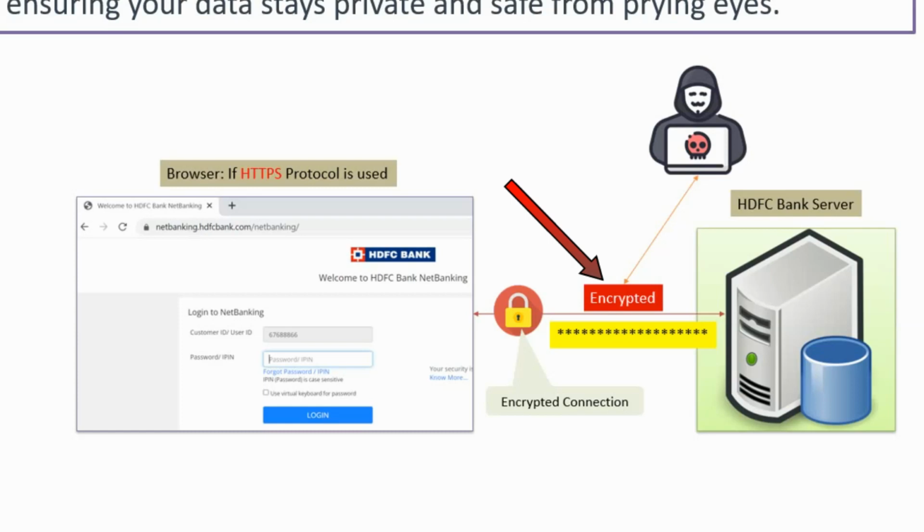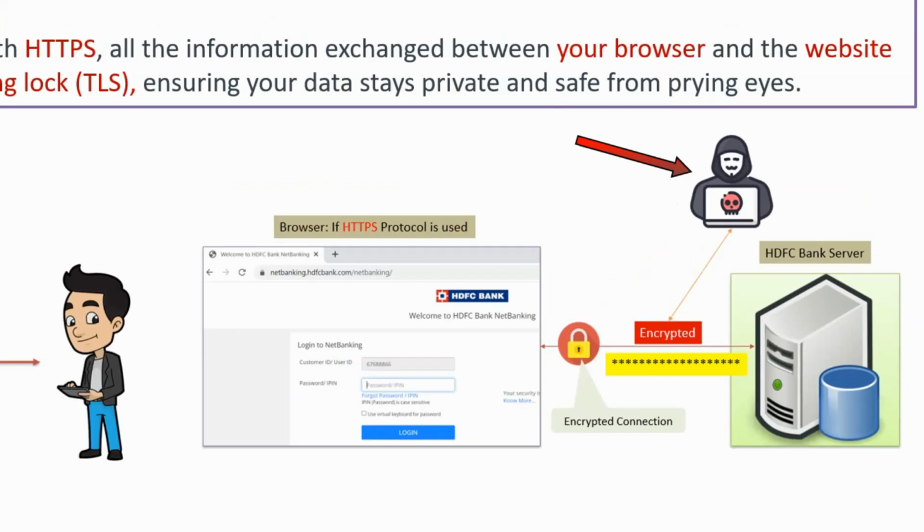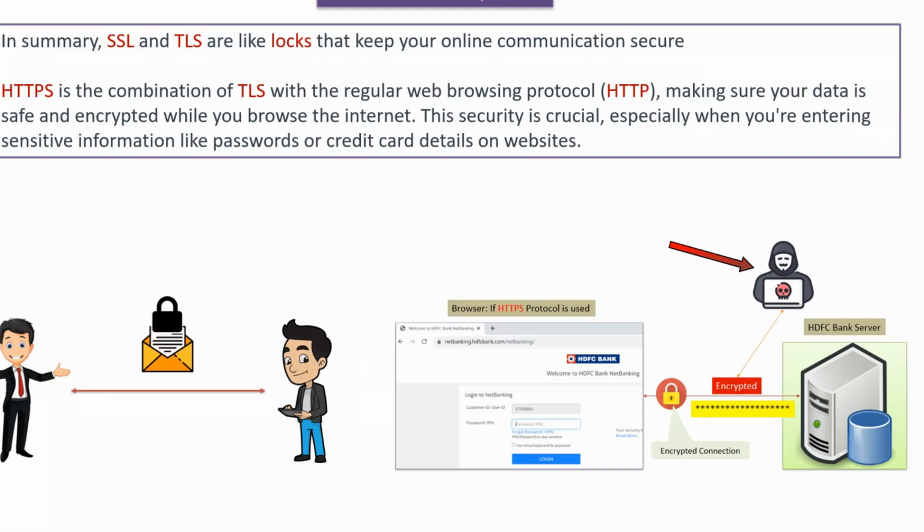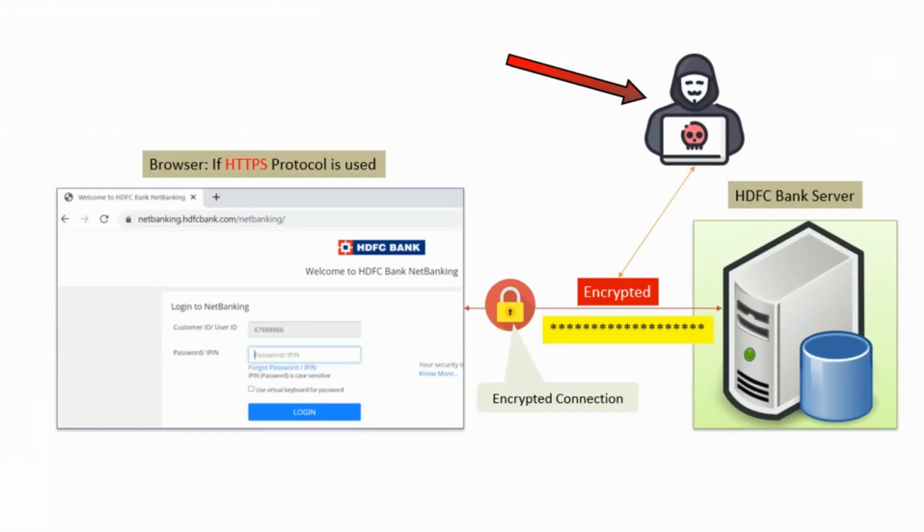So when you visit a website with HTTPS, all the information exchanged between your browser and the website is secured with the super strong lock, which is nothing but TLS, which ensures your data stays private and safe from prying eyes. In summary, SSL and TLS are like locks that keep your online communication secure. HTTPS is the combination of TLS with the regular web browsing protocol, which is nothing but the HTTP protocol. And HTTPS makes sure your data is safe and encrypted while you browse on the internet. This security is crucial, especially when you are entering sensitive information like passwords or credit card details on websites.